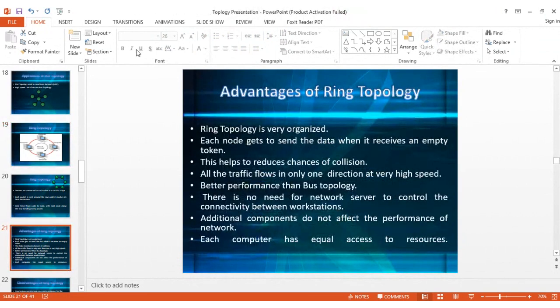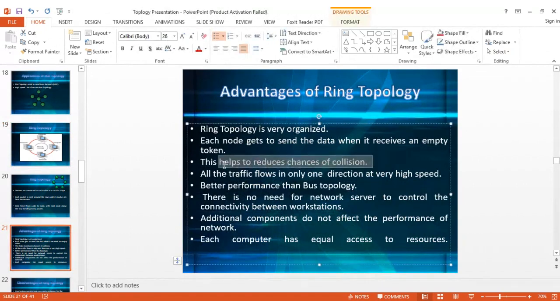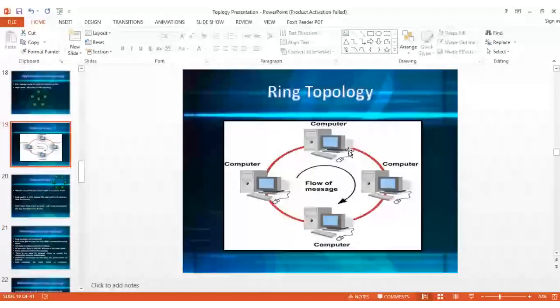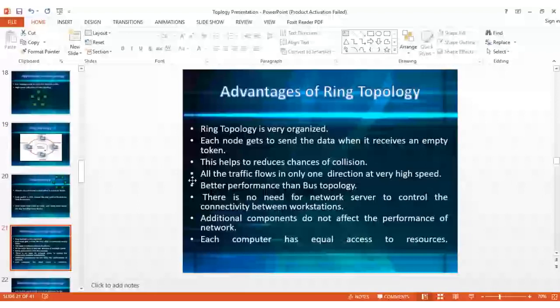Then you have the next benefit. It helps to reduce the chances of collision. This is the flow of the message. You do not have some packets being sent in the anticlockwise direction. They are following one direction. Then see another benefit: all the traffic flows in one direction at a very high speed.